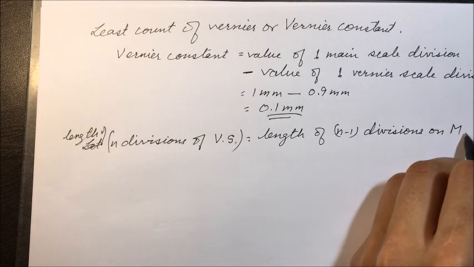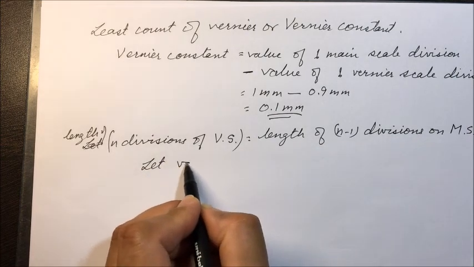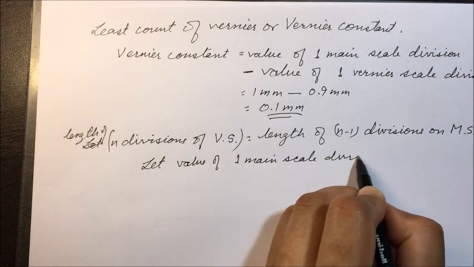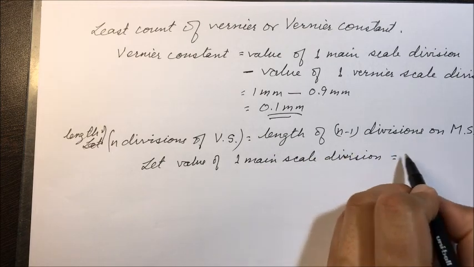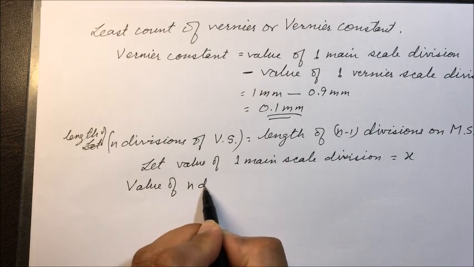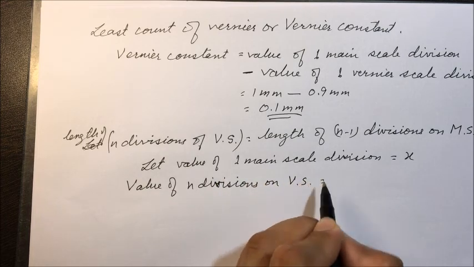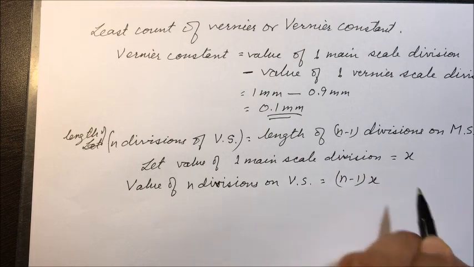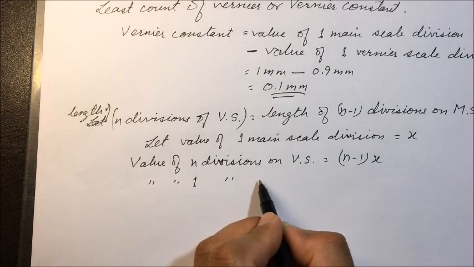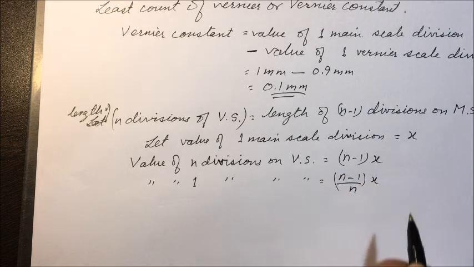divisions on main scale. So now again, let the value of 1 main scale division be x. So the value of n divisions on vernier scale will be equal to n minus 1 into x. Now the value of 1 division on vernier scale will be n minus 1 upon n into x.